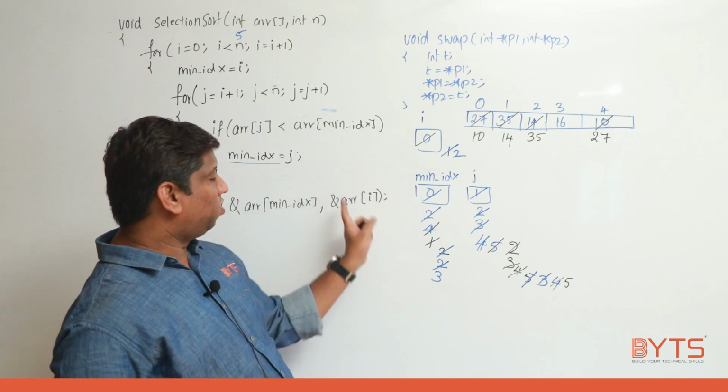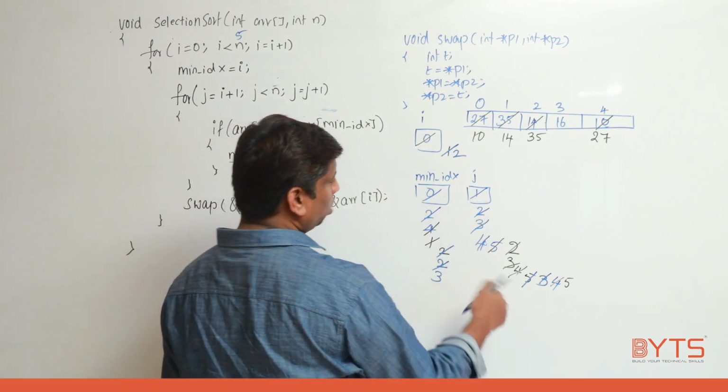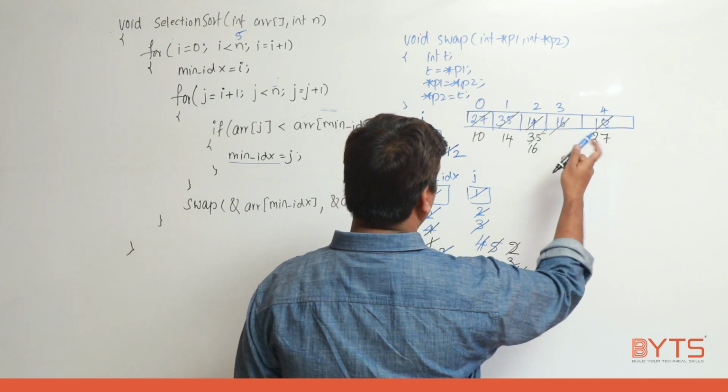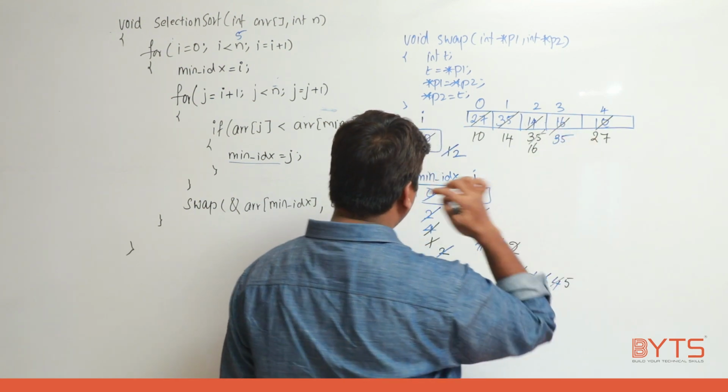The value at index 2 is swapped with the value at index 3, right? So this value will become what? 16, and this value will become what? 35. I hope this is very clear.